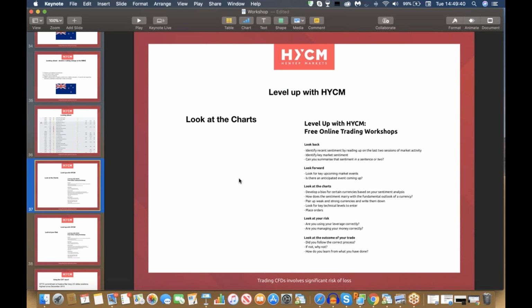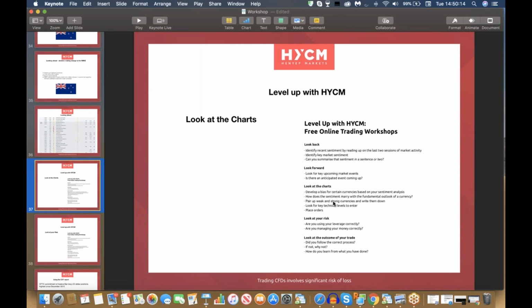Looking at the charts, this is when we start to develop a bias for certain currencies. We can see that potentially we've got a bias for a long yen, a potential bias long US dollar, long Swiss franc, as long as the risk-off environment holds. We can potentially see a bias for a New Zealand dollar, depending on what happens later on. So that's how we want to pair up a weak currency with a strong currency.